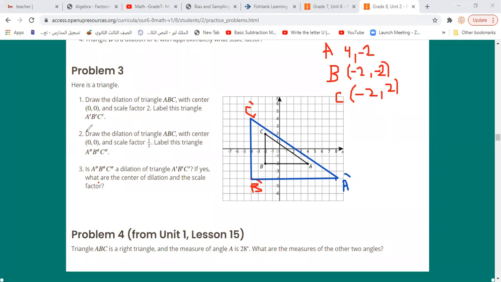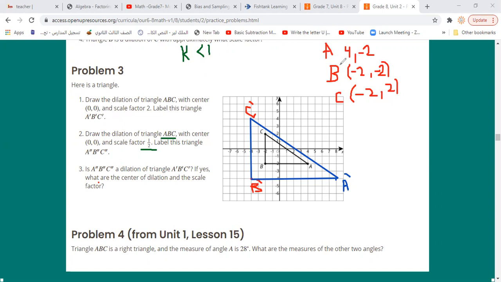No, in this question he said draw the dilation of the triangle ABC. He wants us to work with the original triangle, so we will work with the same coordinates. But the scale factor in this case is half. Then k is less than 1, which means the image you expect to be enlarged or shrunk? Shrink. Okay.